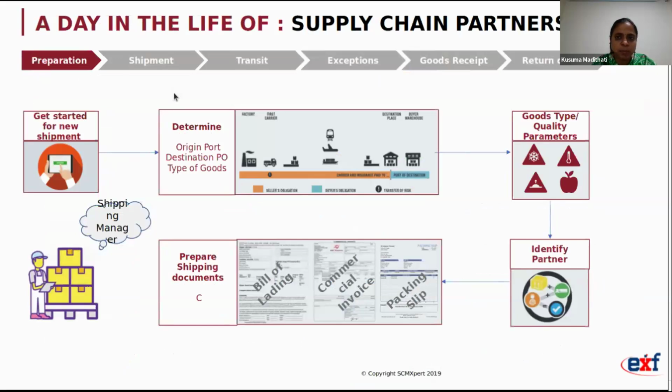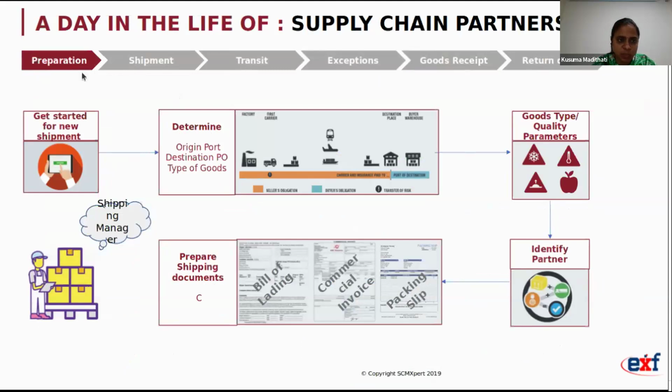I have divided the shipment journey process into 6 steps. The first phase is the preparation phase, the second is the shipment phase, the third is transit, the fourth is exceptions, the fifth is goods receipt, and the sixth and last one is return the device.